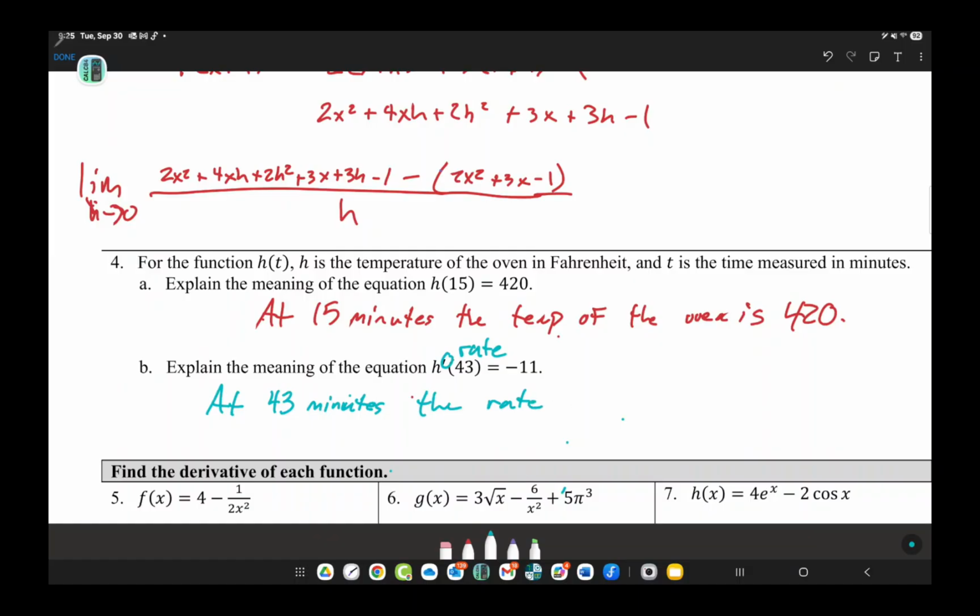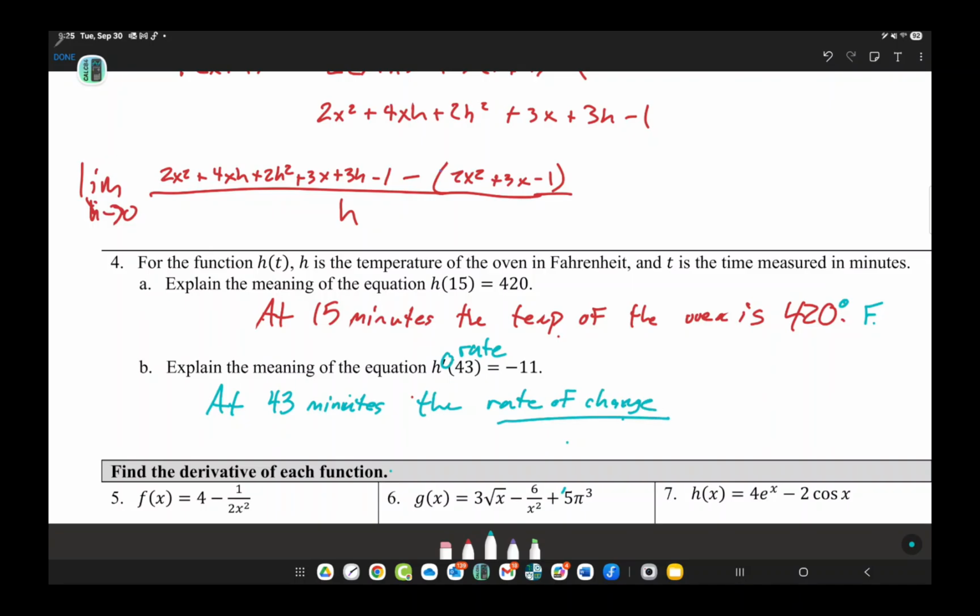Now you can say this a couple ways. You could say the rate of change in temperature is negative 11 degrees Fahrenheit. Or you could say the rate of change in temperature is decreasing by 11 degrees Fahrenheit. Either is fine, but I need to see rate of change.